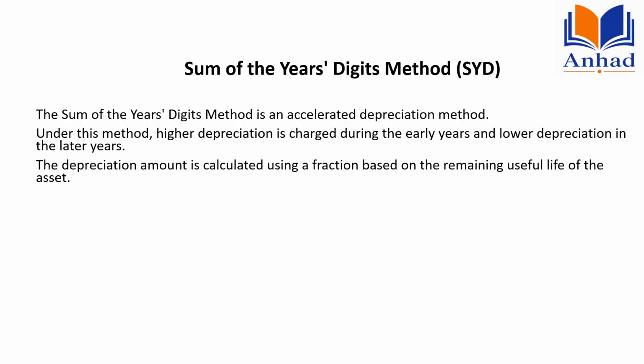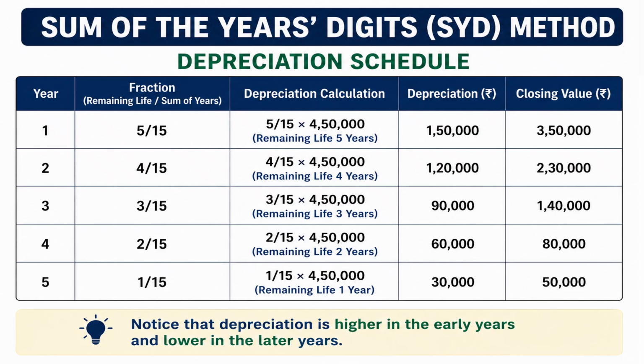Step 1. Calculate the sum of the years digits. Suppose the useful life is 5 years. Sum of years is equal to 5 plus 4 plus 3 plus 2 plus 1, is equal to 15. Step 2. Calculate depreciable amount. Cost is equal to 5 lakhs rupees. Residual value is equal to 50,000 rupees. Depreciable amount is equal to 4,50,000 rupees.